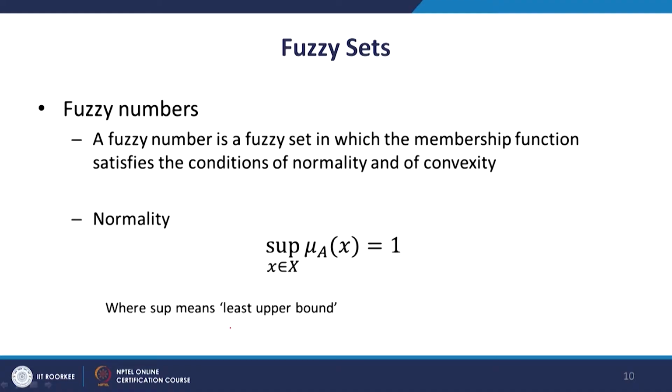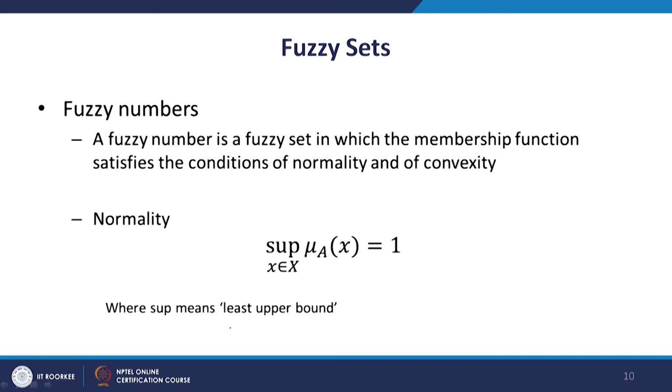Now, another related concept with fuzzy sets is fuzzy numbers. We have already defined what we mean by a fuzzy set. Now, let us talk about fuzzy numbers. Fuzzy numbers are something that we are actually going to use in combination with our MCDM techniques. So, let us understand what we mean by fuzzy numbers.